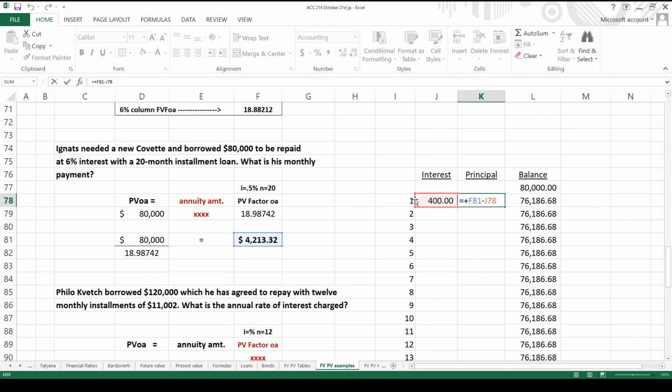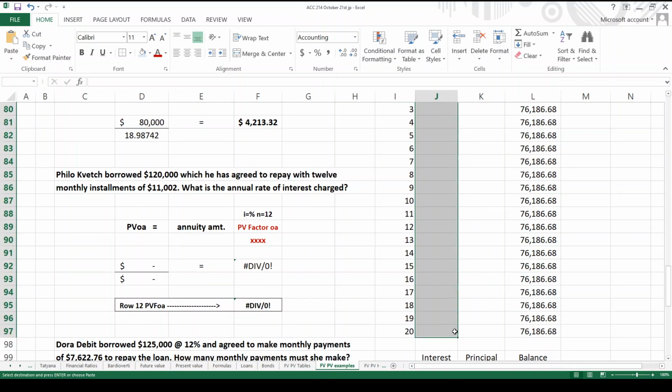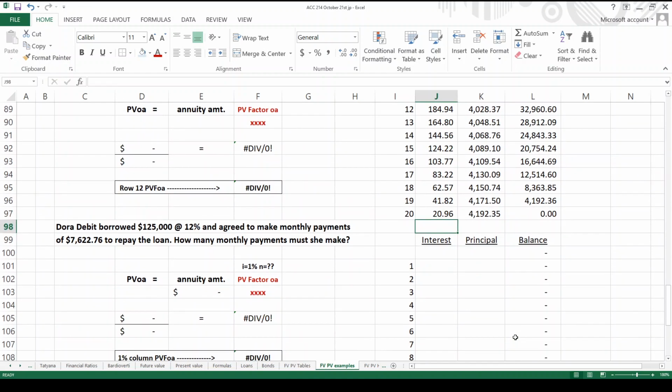And I'm going to freeze that. Why? Because I want to go down the page with this. So that's F81. Put a little dollar sign over there. All right, this is 80,000 minus 3813. So now we're hoping that this formula will work out for us. So we'll carry this down 20 periods. See what happens. Comes out to 0. It's got to be right. Yeah. So there it is.